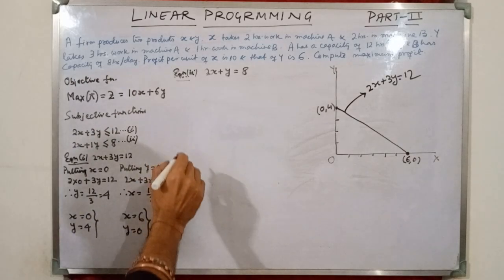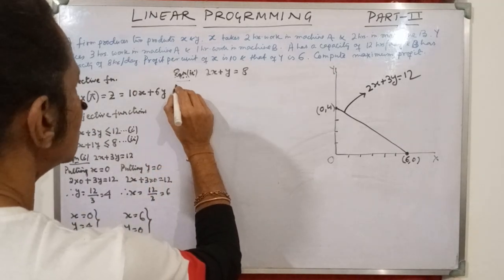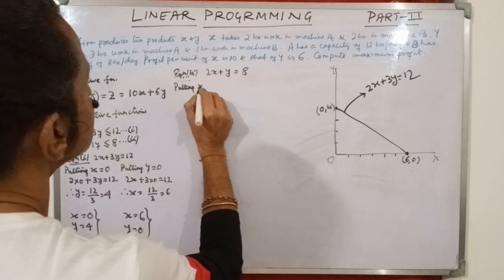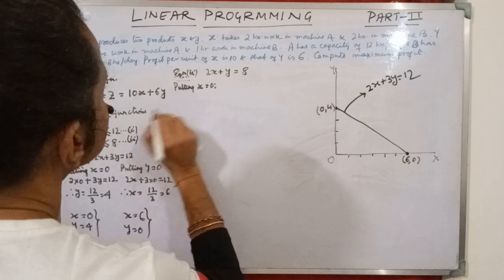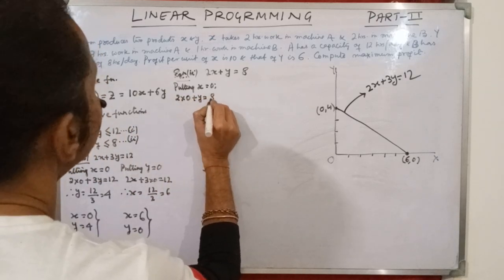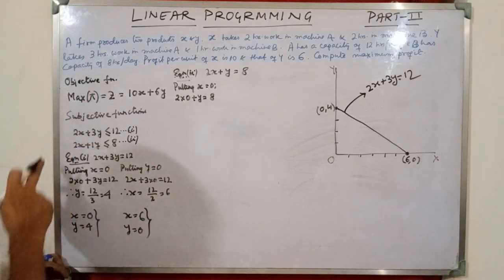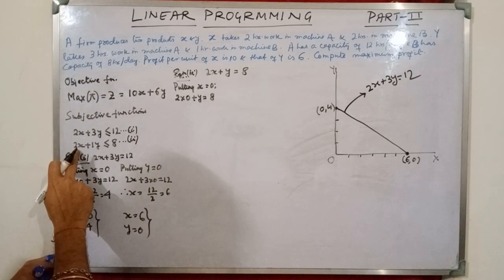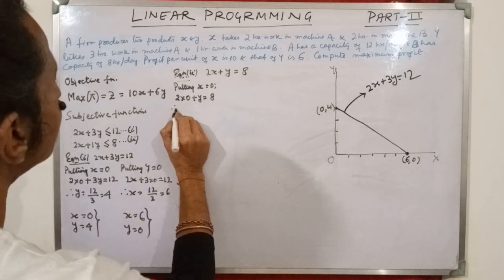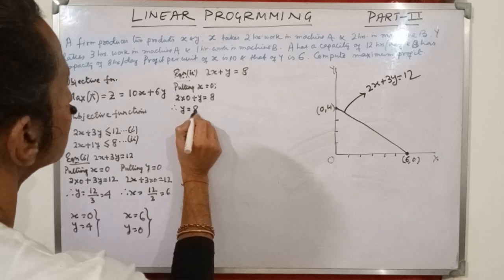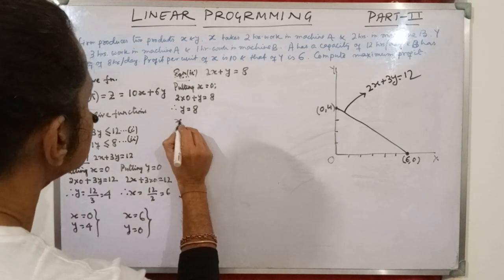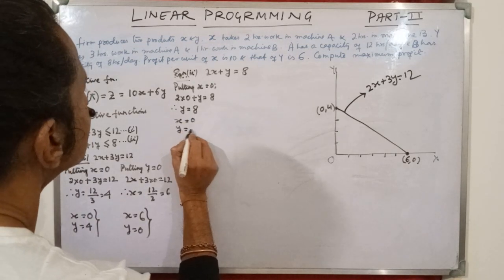We will take the same process. That is, first we put the value of x as 0. Putting x equals to 0, what we get? 2 into 0 plus 1 into y is equal to 8. 2 into 0 is 0. Therefore, y equals to 8. So we get one set of values as x equals to 0 and y equals to 8.